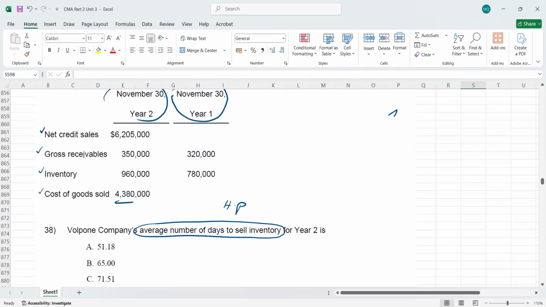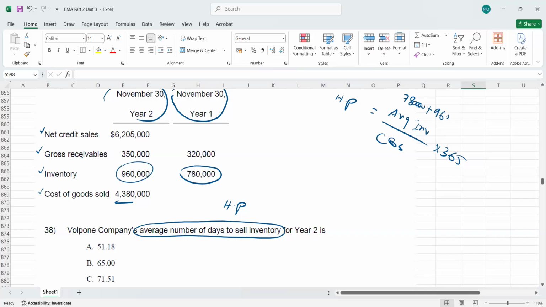So the formula is average inventory divided by cost of goods sold times 365. This is your inventory holding period, or days sales in inventory. First you calculate average inventory. This is last year's inventory, the beginning inventory, 780,000, plus the current year's inventory, 960,000, divided by 2. This gives you the average inventory numerator.